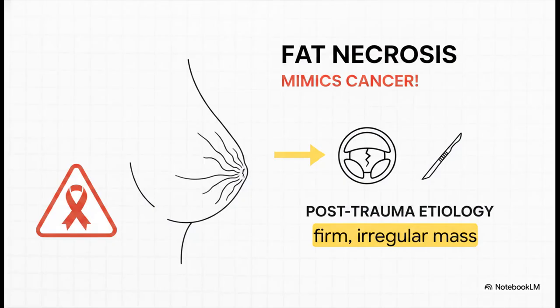Watch out for fat necrosis. Following a history of breast trauma or surgery, this can really mimic breast cancer. It presents as a firm, irregular mass, and you'll often see calcifications on the imaging.